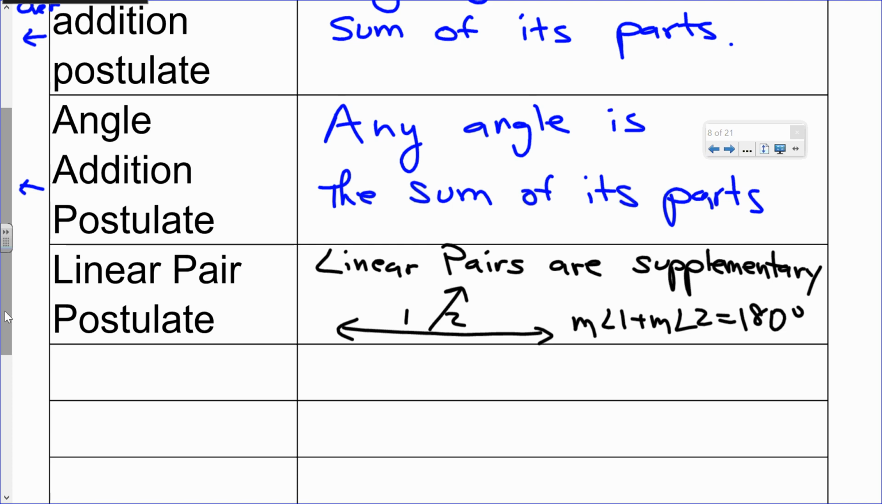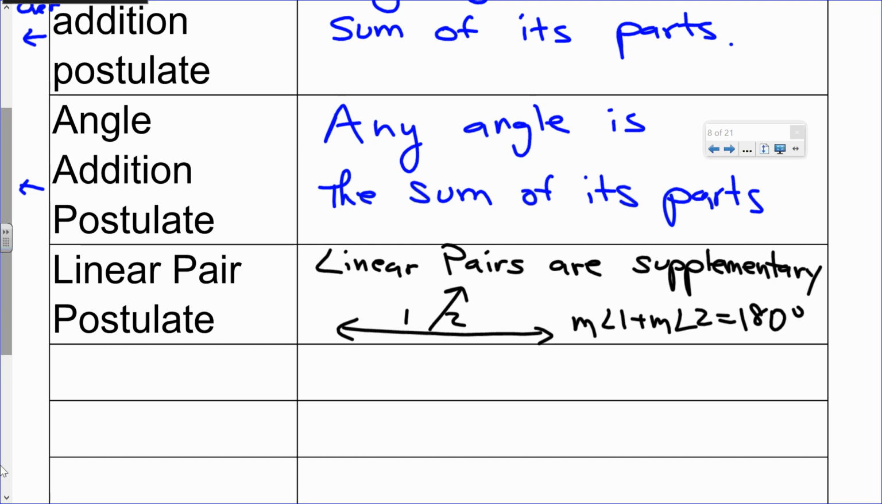So linear pair postulate, linear pairs are supplementary. There you go. You got it. I'm going to write that in there. And you'll just transfer that to the other one when you bring it tomorrow. All right, next one. Ready, Rodriguez?